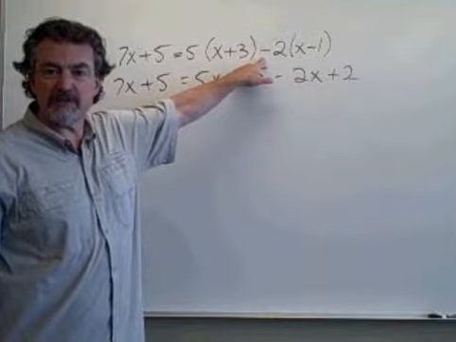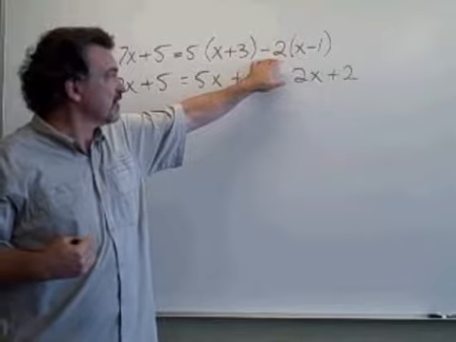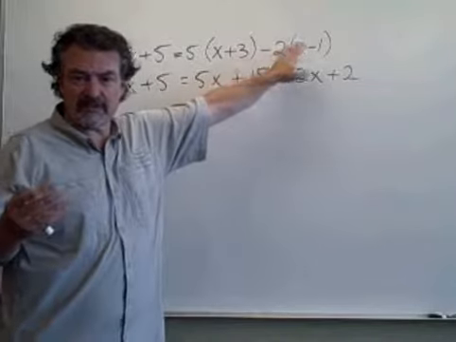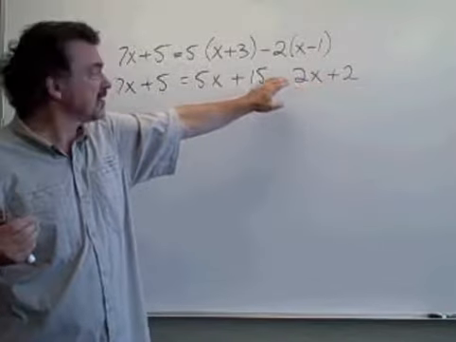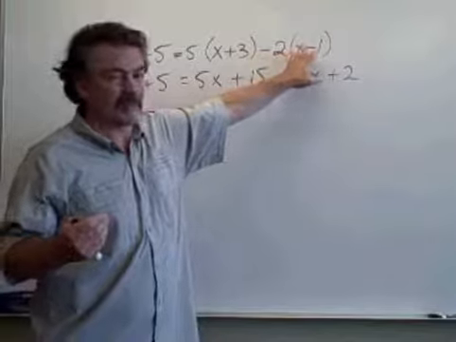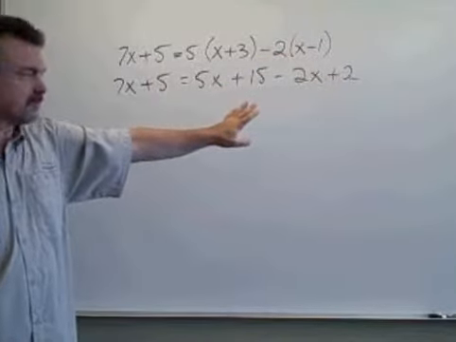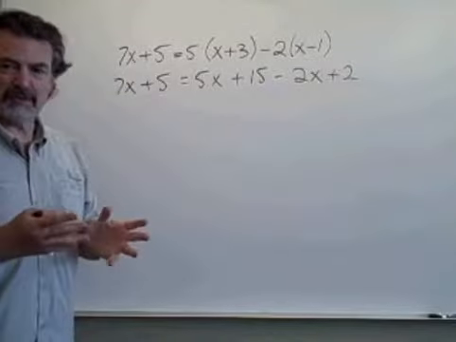Here's the place to be especially careful. Distributing this multiplication, that minus sign in front of this set of parentheses is going to change their signs to the opposite. So that's how it became minus 2x minus the minus is plus 2. So no fractions. We've removed the parentheses.